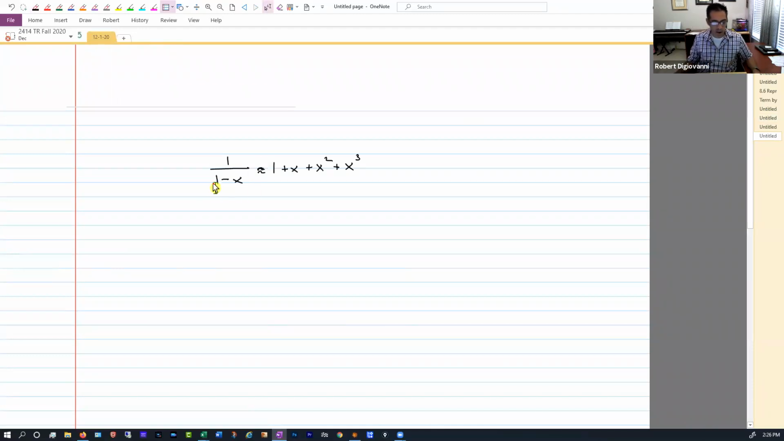Approximately. They're going to write 1 over 1 minus x is approximately equal to this. Do not be that student going, what is that? No, that's just converting it over to a power series and approximating it with the first few terms.